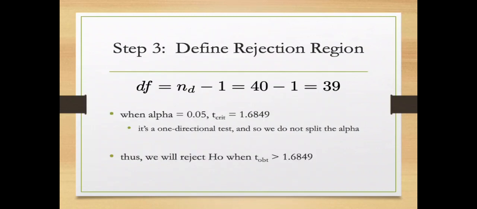In step 3, we define our rejection region, and to do so, we need to calculate a value for degrees of freedom. We have 40 participants measured in a repeated measures design. Thus, we have 40 minus 1 equals 39 degrees of freedom. Because this is a one-tailed hypothesis test, we only have one rejection region, and so we should not split the alpha. We will reject the null hypothesis when we have a t obtained that is greater than 1.6849.